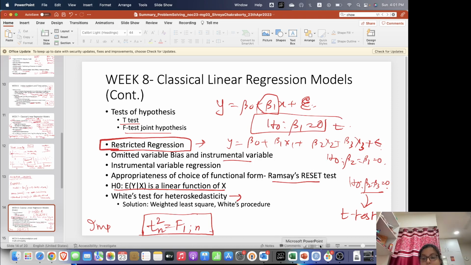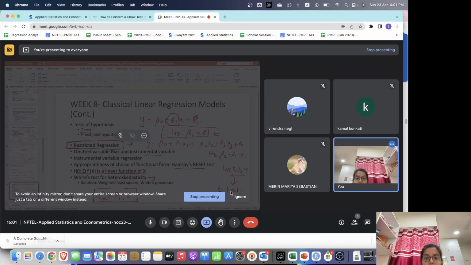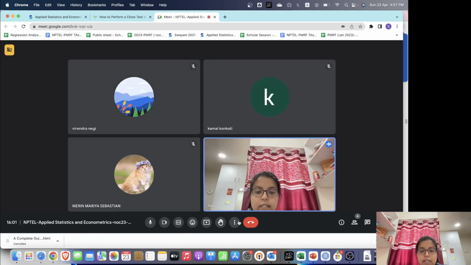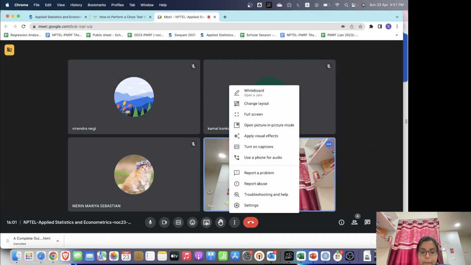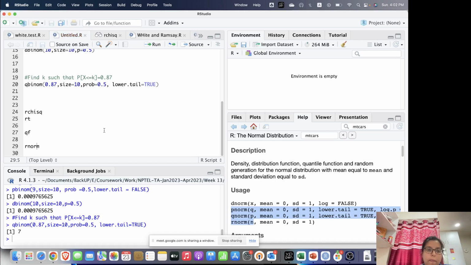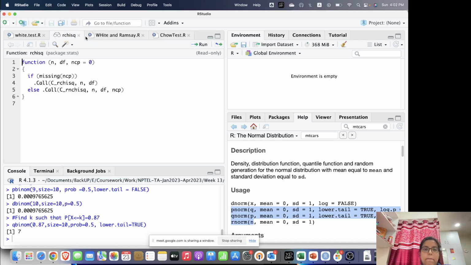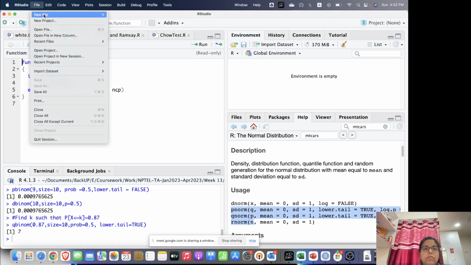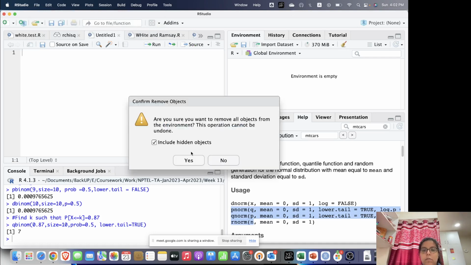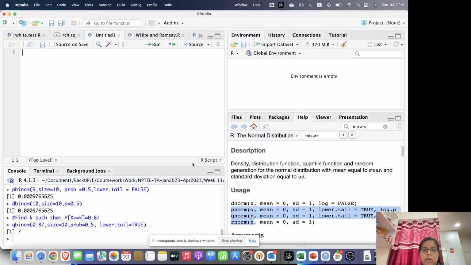So I'll just share my screen here for a brief moment, and please let me know if you can see the R screen. Visible, ma'am. Visible, right? Okay, so I'm going to remove everything from here.